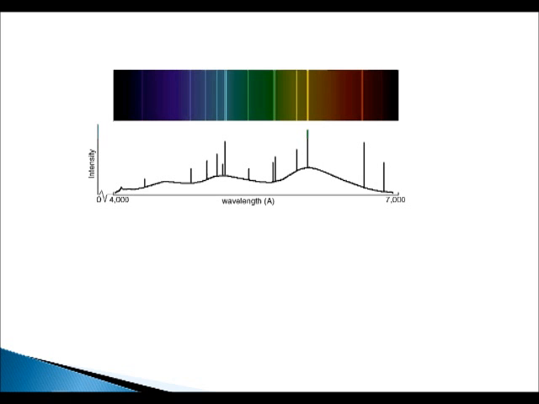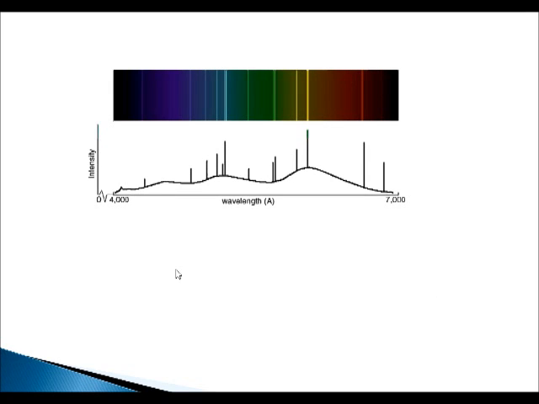Now, each of these individual lines corresponds to a color of light that's emitted by a specific atom. As we can see in the graph below, it shows the intensity of that light that is emitted for a certain wavelength. So we see little spikes at each of these points, and that is where light is emitted from an atom.